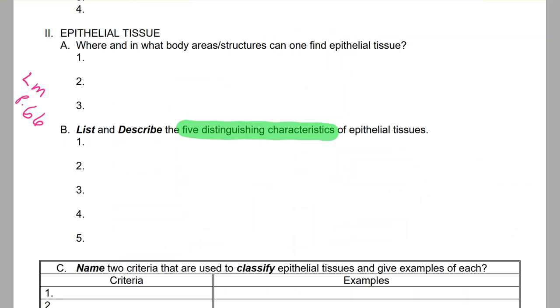All right, so the first thing we look at, I just want to draw your attention about epithelial tissue. So here I am showing you where I've put a page number with my little abbreviations. And I want to draw your attention to the idea of five distinguishing characteristics. A distinguishing characteristic is different than a function. A distinguishing characteristic is the way that you define an epithelial tissue as compared to a nervous tissue. How do I know that epithelial tissue is what it is? Because it has these defining characteristics about it. And those are all spelled out in your lab manual beautifully.